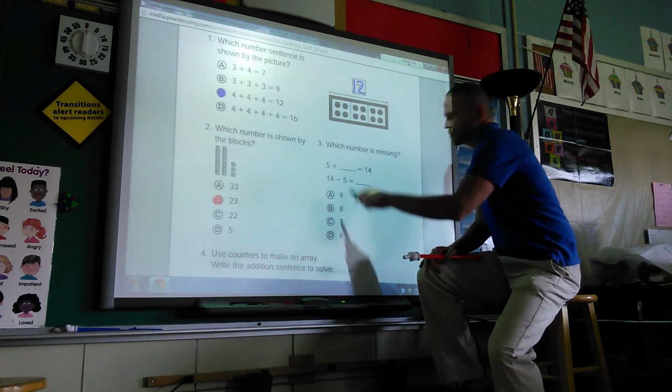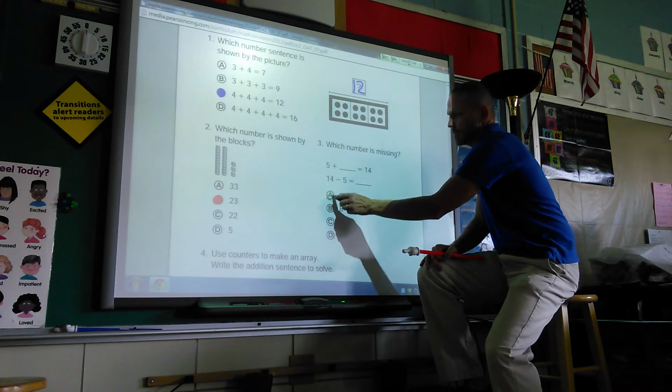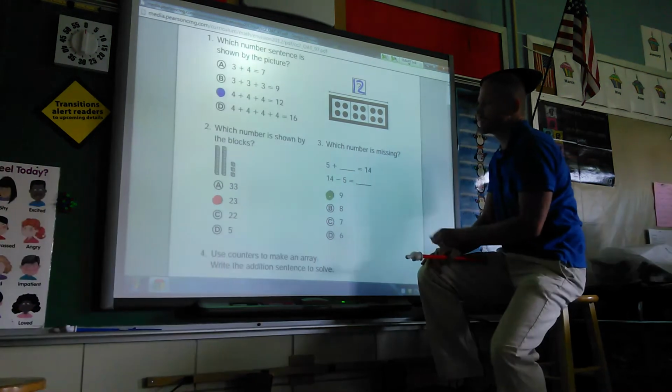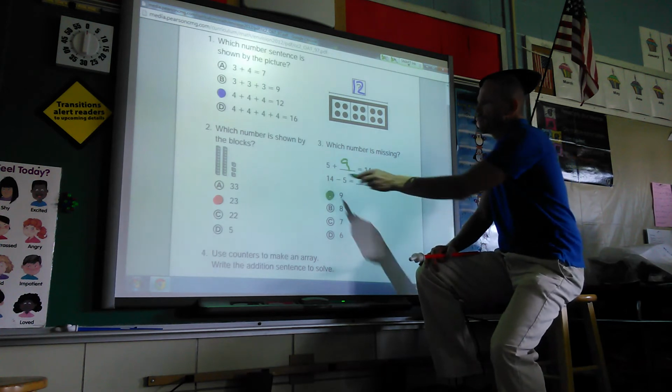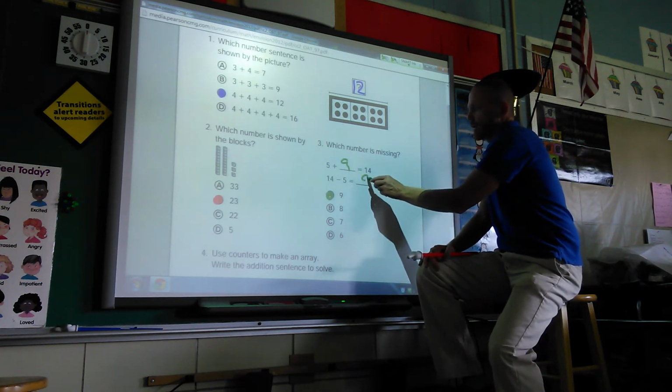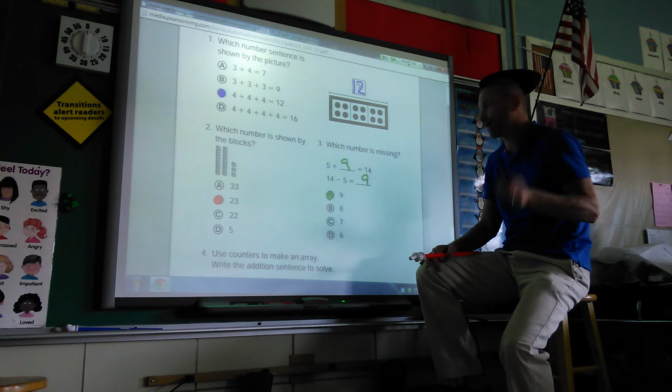Then you would mark your answer as 9. But you need to also fill this in to make sure it's correct. 5 plus 9 equals 14. 14 minus 5 equals 9. And we always check our answer.